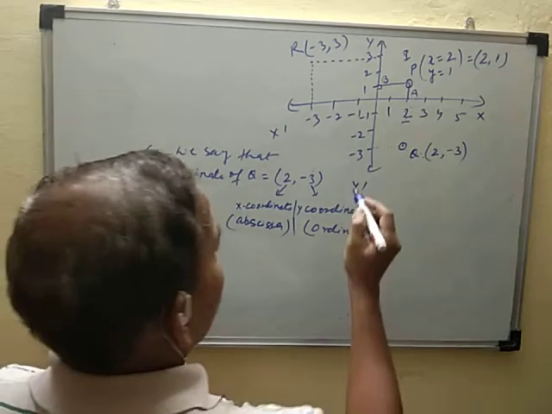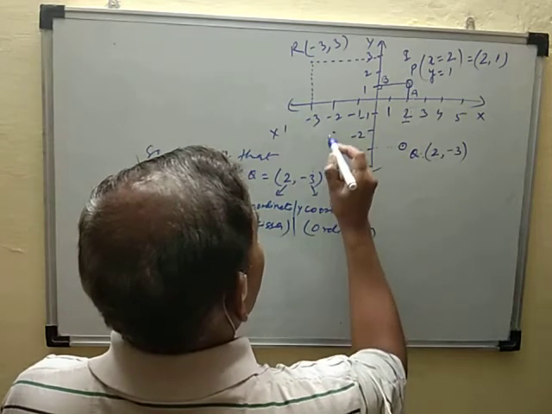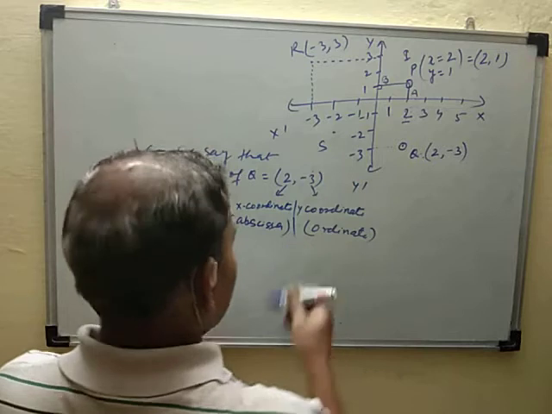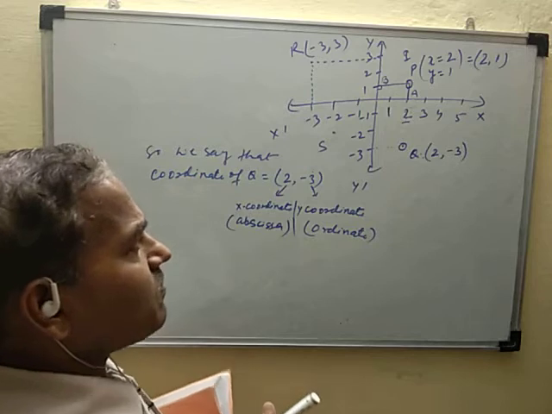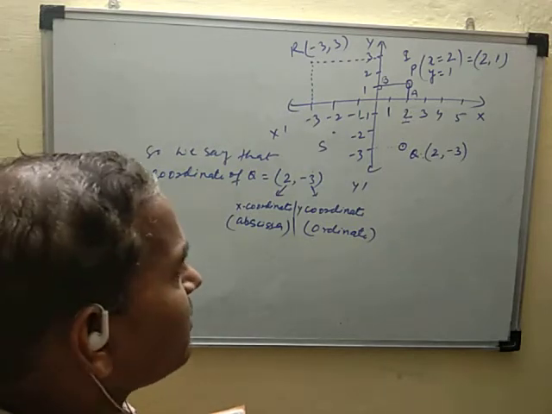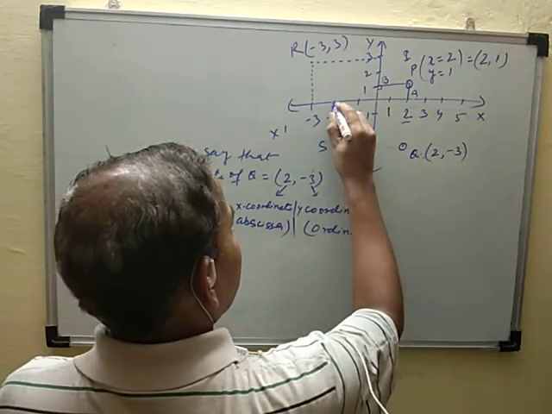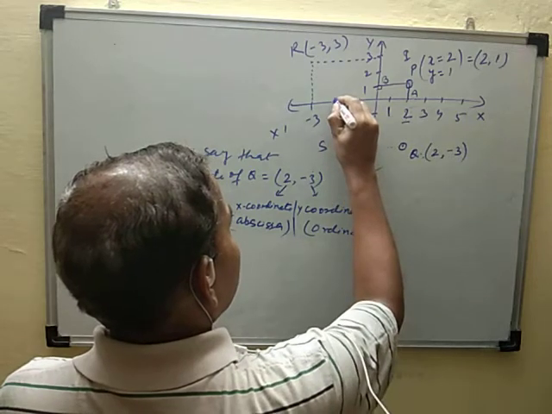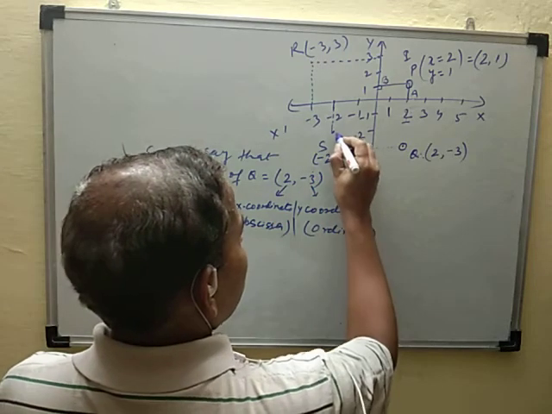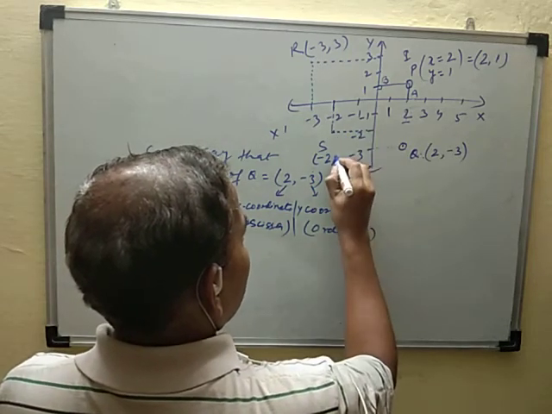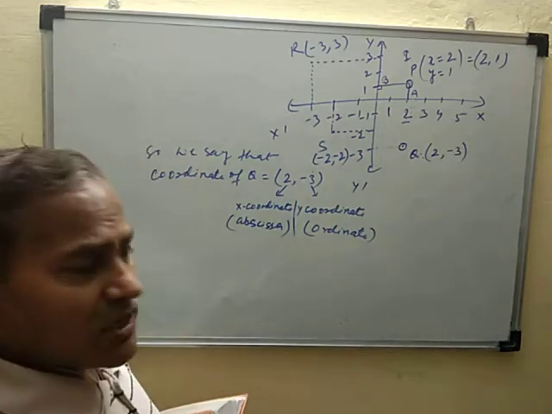Now suppose this point PQRS, point S. Then we draw perpendiculars from S to the y axis and x axis. Draw the perpendicular on the x axis. Which point is it touching? -2. So the x coordinate of S is -2, and what is the y coordinate? Also -2. So the coordinate of S is (-2, -2).